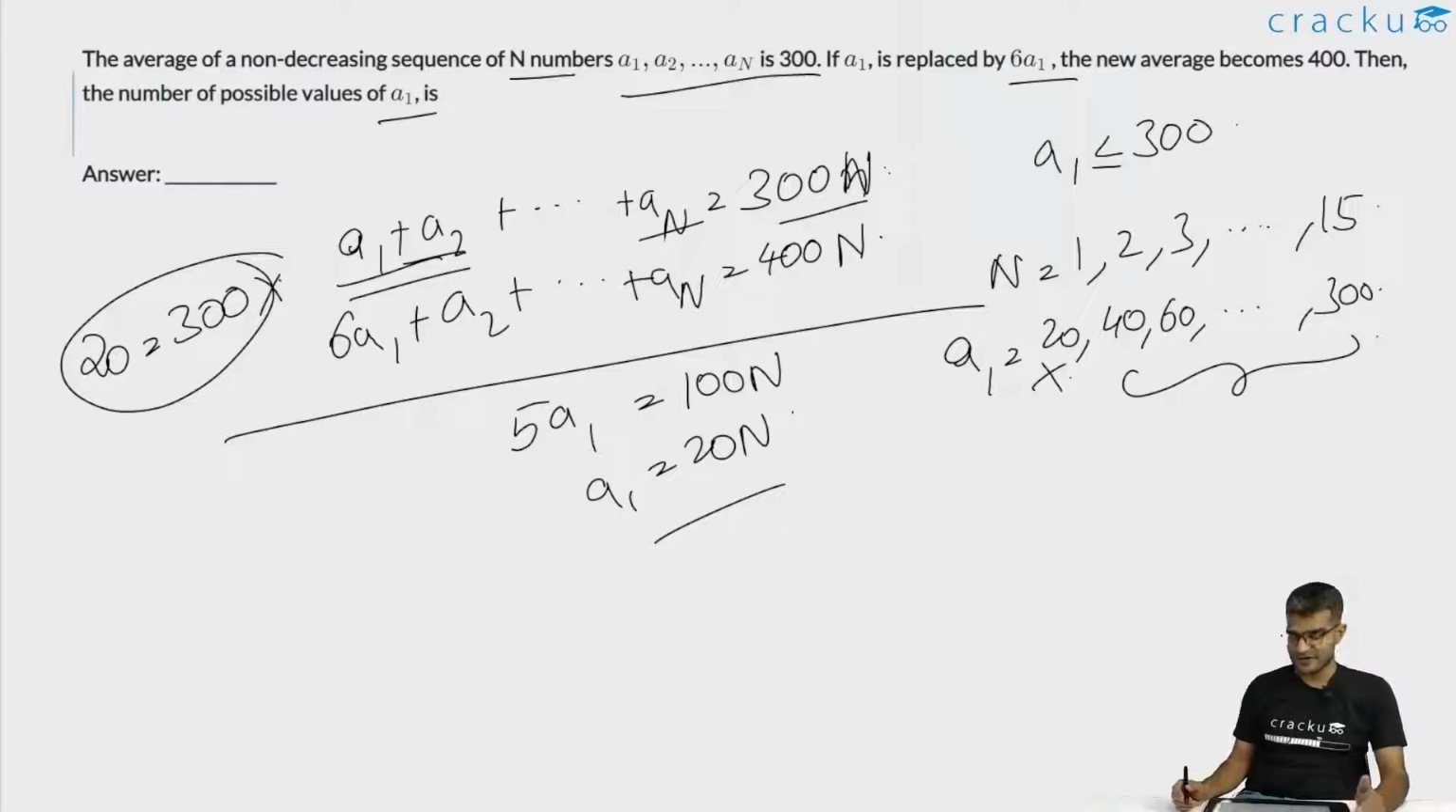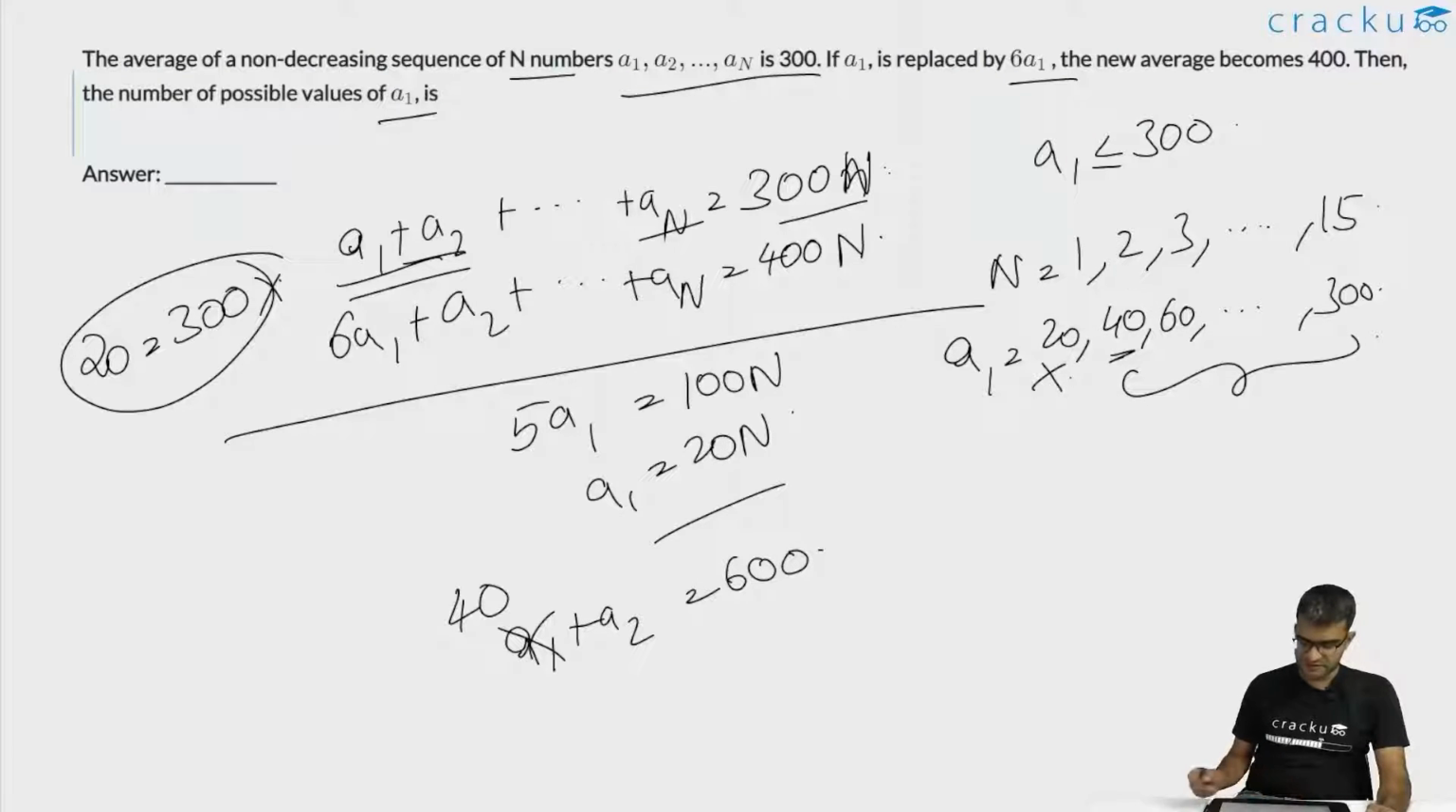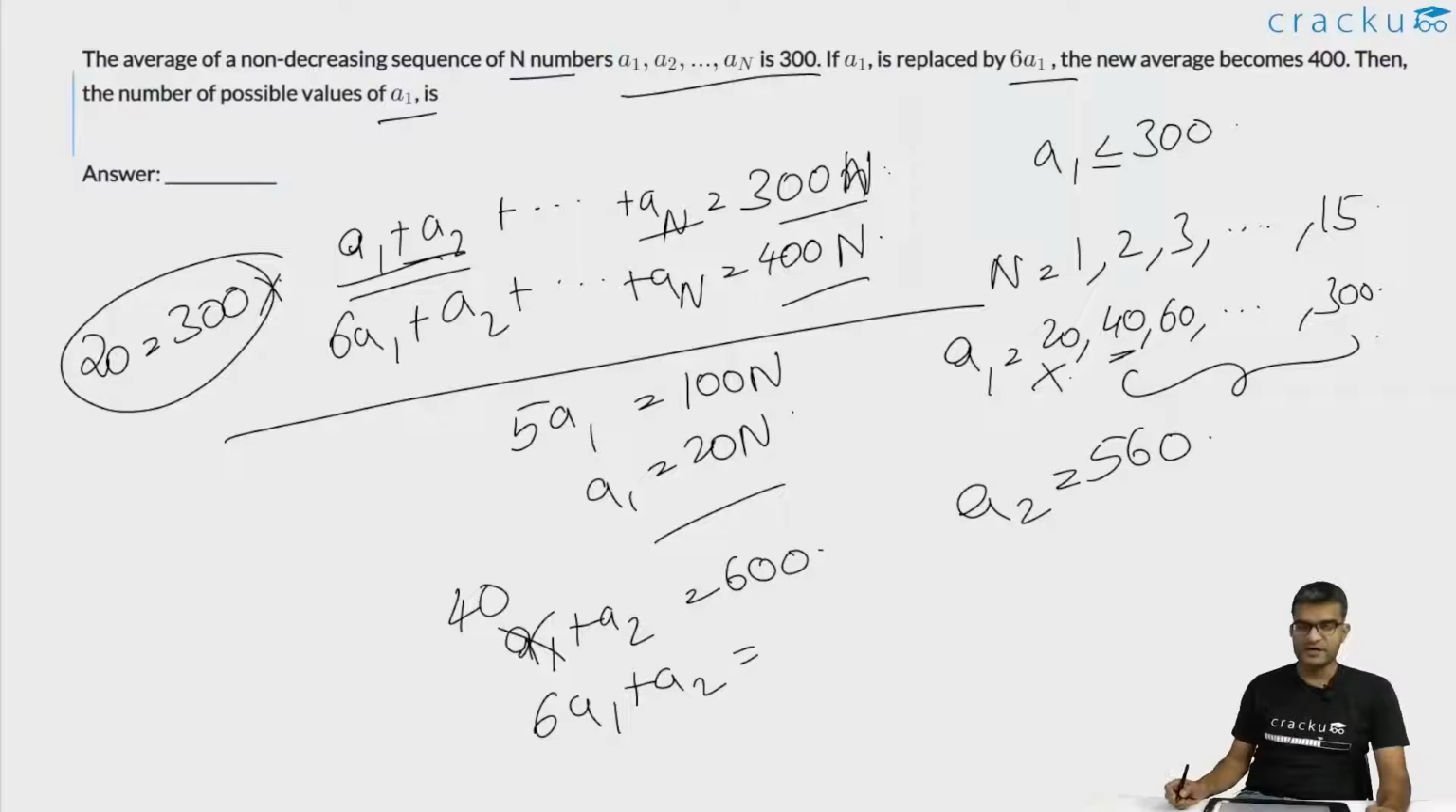For example, if you are looking at n is equal to 2, you have a1 plus a2 is equal to 600. a1 in this case is 40, so 40 plus a2 is equal to 600. You will figure out that a2 is equal to 560. And 6a1 plus a2 will be equal to 400 into 2, which is 800. This will be true when a2 is equal to 560 and a1 is equal to 40, because 6a1 will be 240 and the sum is 800.